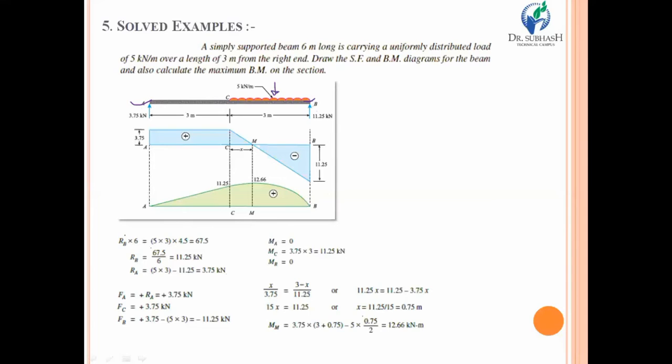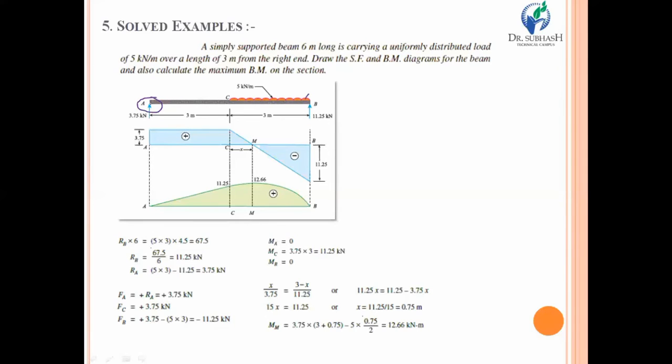You just have to take moment about either support A or B. Over here, by taking moment about point A, that means over here you just require the moment, and it's very easy to calculate. Sorry, there is a little mistake from my side. In this particular calculation, the moment is taken about the fixed support A over here.